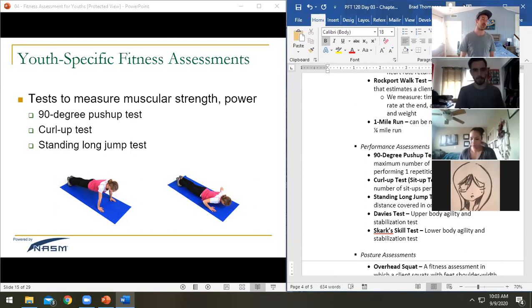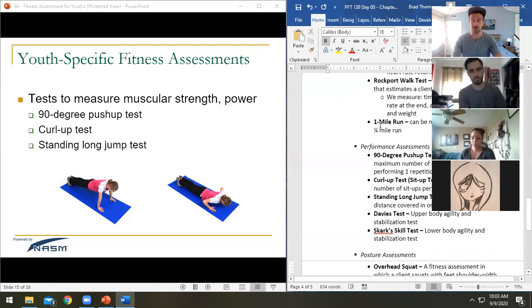Or maybe it's a performance assessment of like, how fast can you go through this specific SAQ drill? Or maybe it's a Shark's skill test, right? Where you do that lower body agility stuff. Or maybe it's a Davies test where you do that upper body agility stuff, right? Those are all sort of our performance assessments, which are, again, you versus future you, right? There's nothing more specific than that.